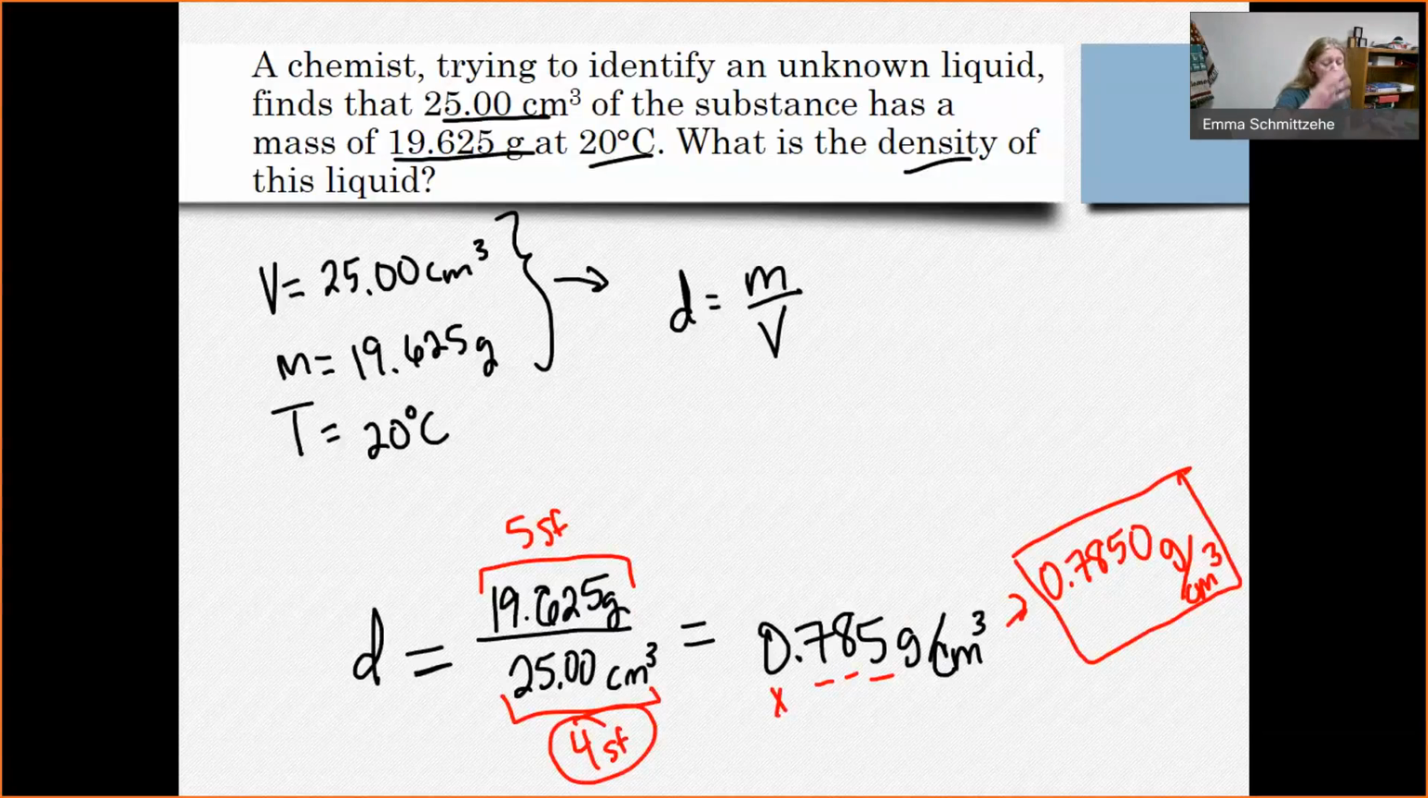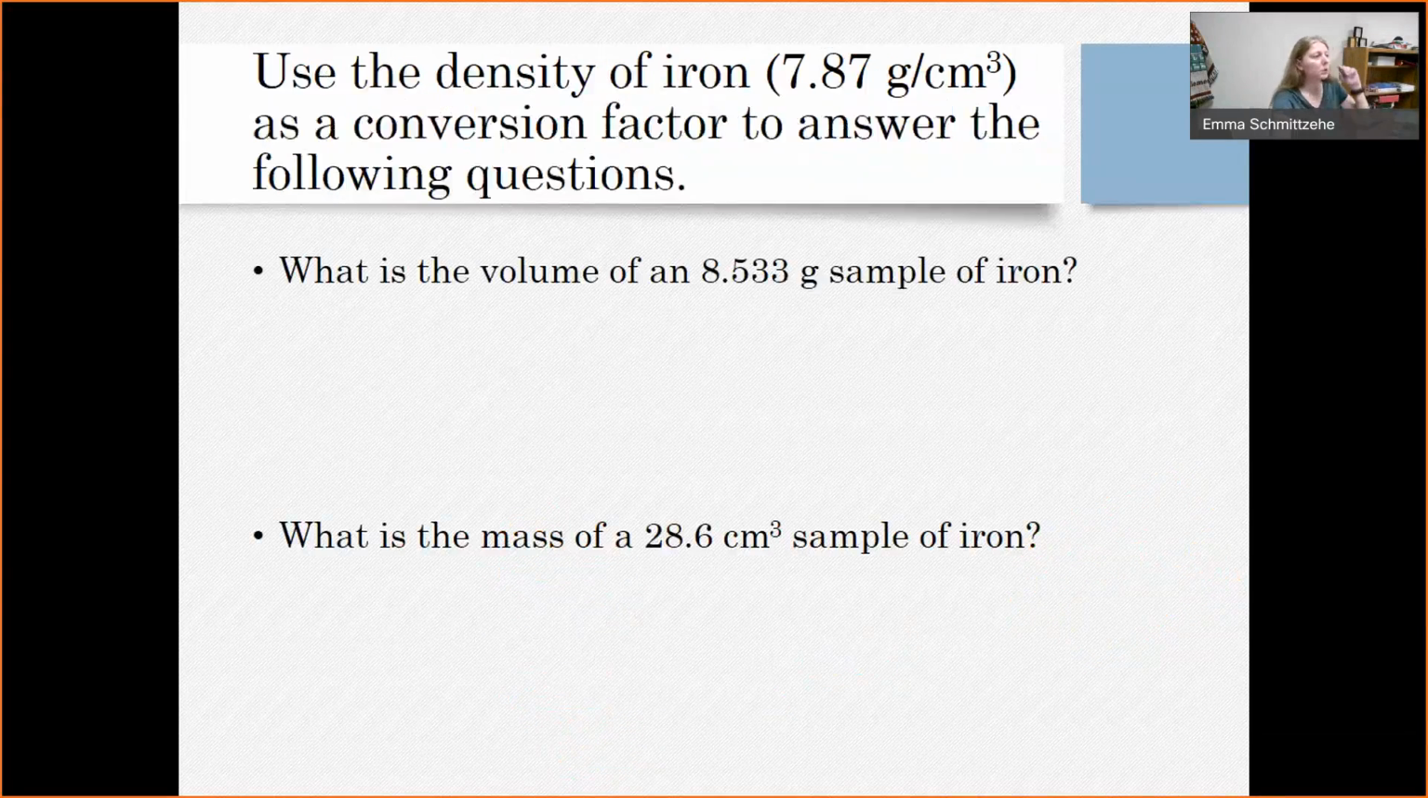Okay, so that's just easy plug and chug. Plug into this equation the values you have and solve for the thing you don't have. Okay, now let's look at using density in a little different way. Okay, so here I say to use the density of iron, which is 7.87 grams per cubic centimeter, as a conversion factor to answer the following questions.